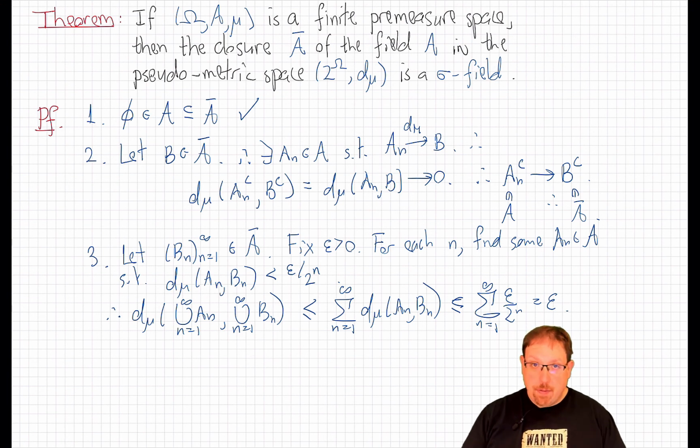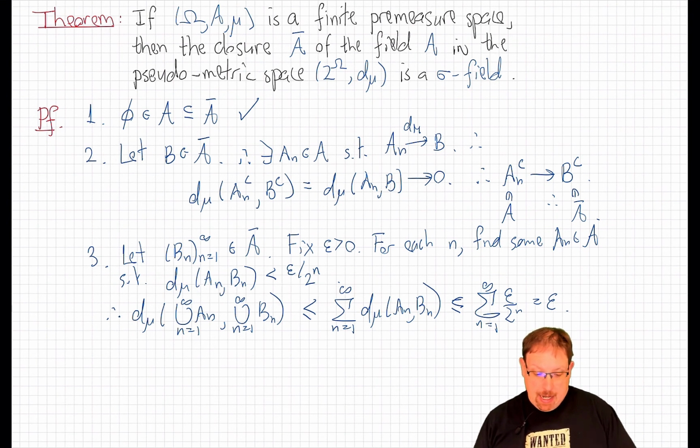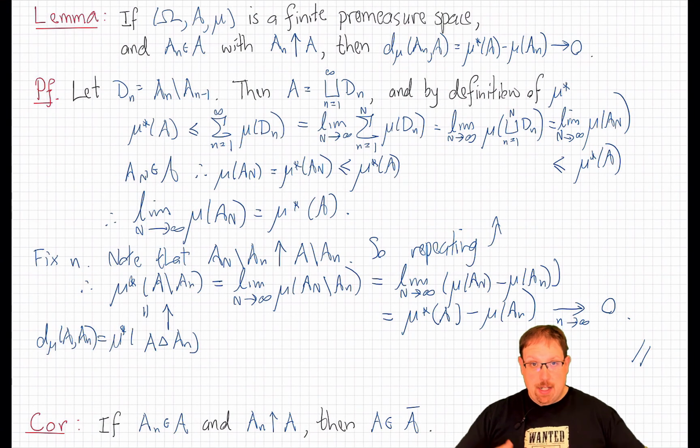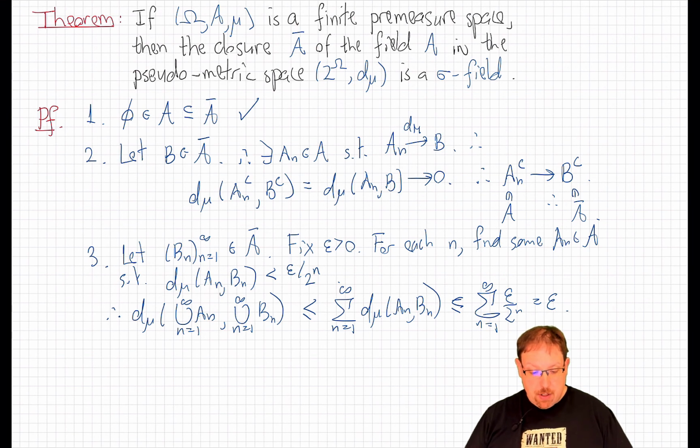Now, that doesn't quite finish the proof, because this union of the A_n's is a countable union of sets in A. It is not necessarily in A. But on the previous slide, we showed that if I have an increasing countable sequence of sets in A, then their union is in the closure. And so these guys are in the closure. And so what we've shown is that the union of the B_n's can be approximated by things in the closure. And the proof will be finished by noting that the closure is closed.